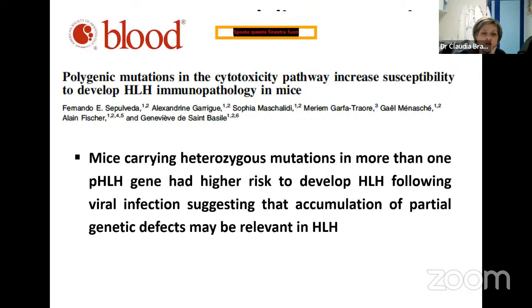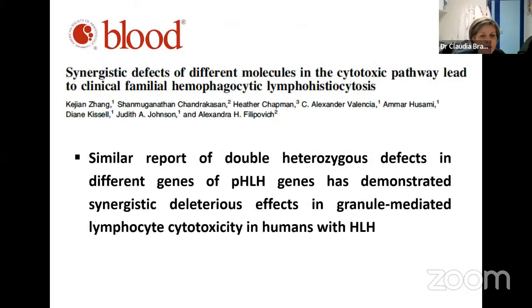because it demonstrated that mice carrying heterozygous mutations in more than one primary HLH gene had a higher risk to develop HLH after a viral infection. This suggests that an accumulation of partial genetic defects may be very relevant for HLH. And there are also some data reported in patients with similar results.